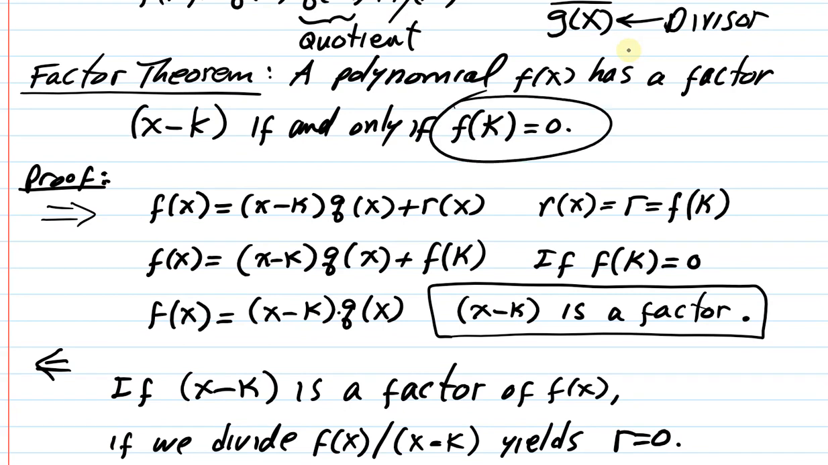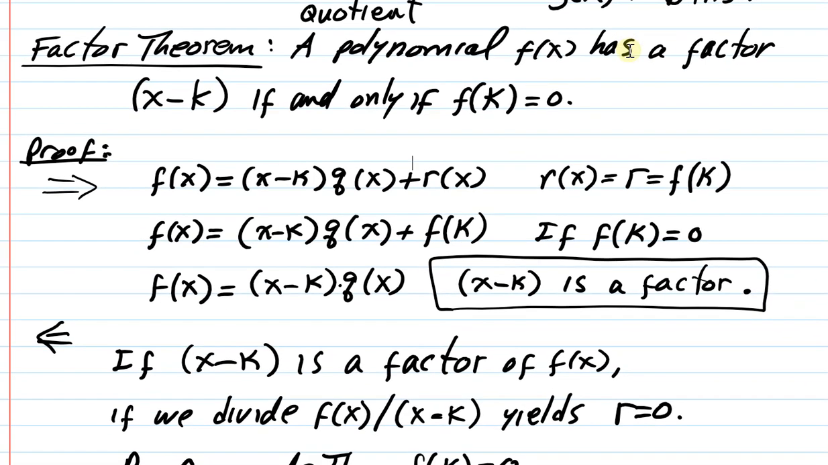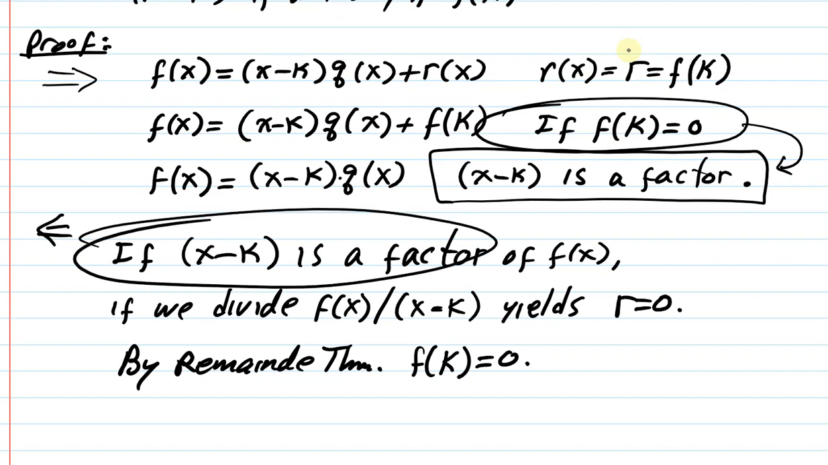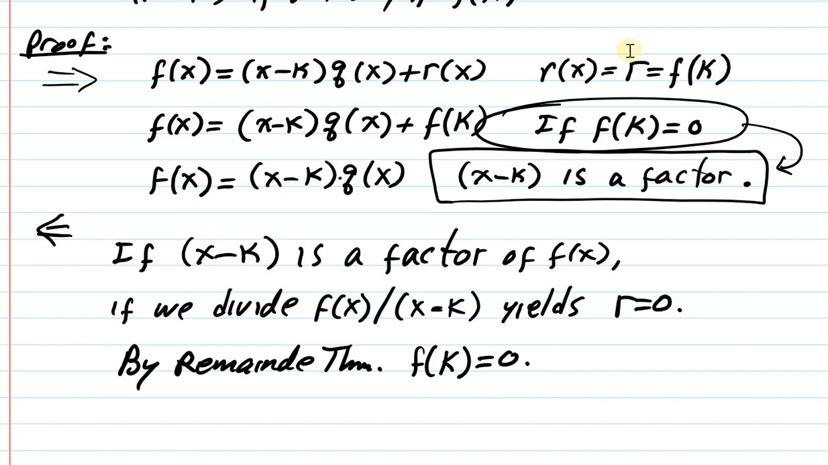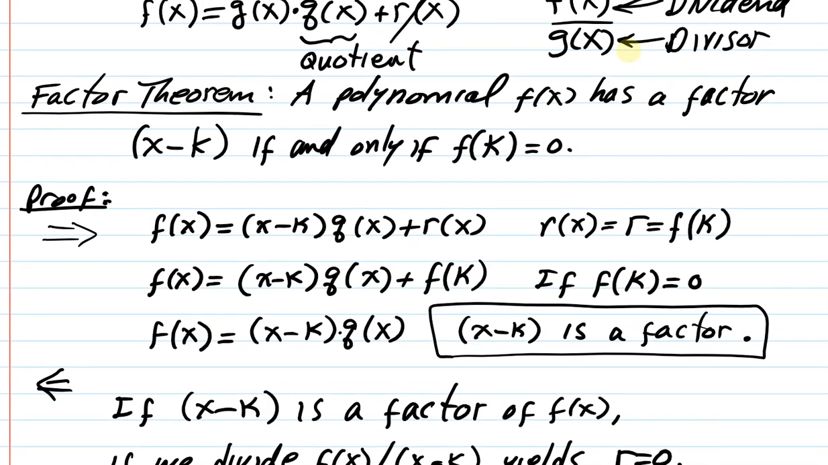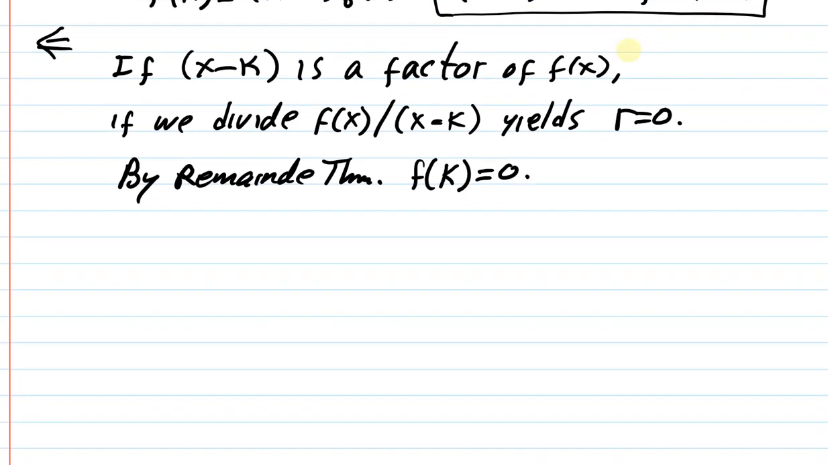So going back, we showed that if it's a factor, then f at k must be 0. And going forward, we showed that if f at k is 0, then x minus k is a factor. See how that worked? That completes the proof of the if and only if portion of this theorem, the factor theorem. So it's important: a polynomial has a factor x minus k if and only if f at k is 0. All right, now let's take a look at our next idea here.